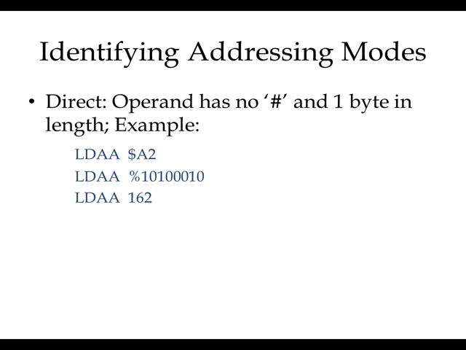Next mode is direct. How do I know this is direct? It will not have any hash in the operand, and also the operand will be 1 byte in length. How do I know it's 1 byte? Look at this. First of all, I think you can guess this is a binary number, right? How do you know that a binary number is 1 byte? It should be 8-bit, not more than 8. 8-bit is a byte, right? Not more than 8-bit. So that means it's a byte.